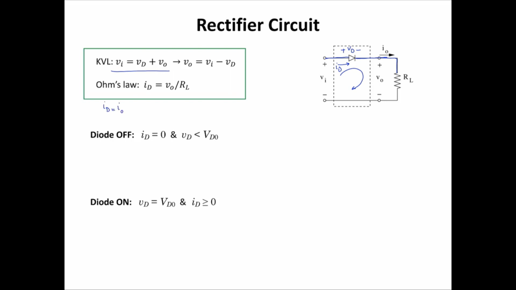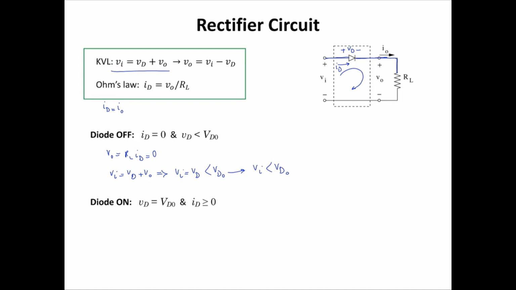When the diode is off, using the piecewise linear model, I know that ID is equal to 0 and Vd is less than Vd naught. As a result, Vout is going to be equal to RL multiplied by ID, which is going to give me 0. So output voltage is 0. In addition, Vi equals Vd plus Vout. Vout is 0. As a result, Vi equals Vd. And I know that Vd is less than Vd naught. From there, I know that Vi must be less than Vd naught for this condition to be valid. So when Vi is less than Vd naught, Vout is going to be equal to 0.